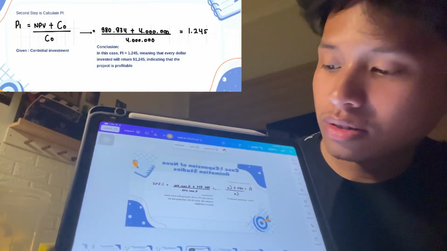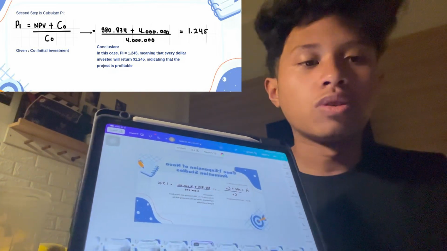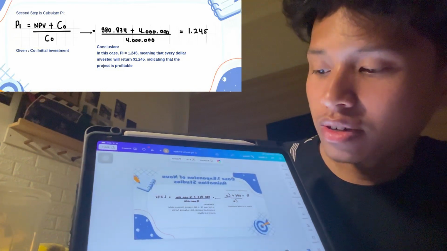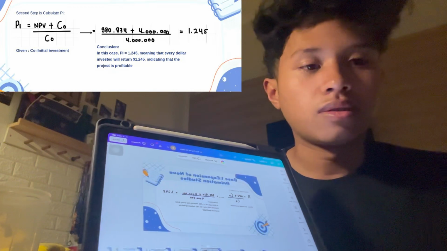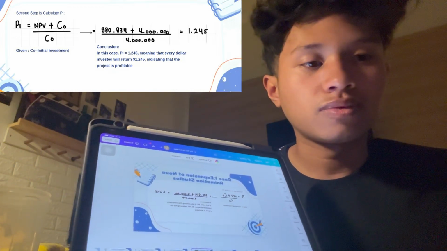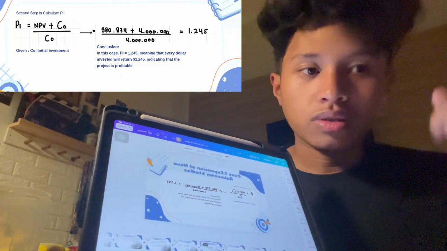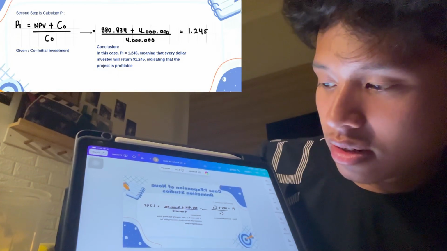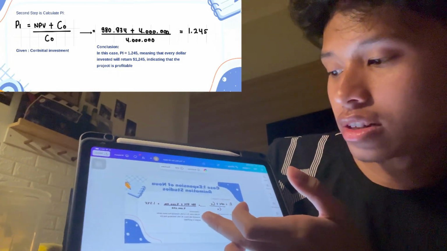And the conclusion in this case is PI is 1.245, meaning that every dollar of investment will return 1.245, indicating that the project is profitable.